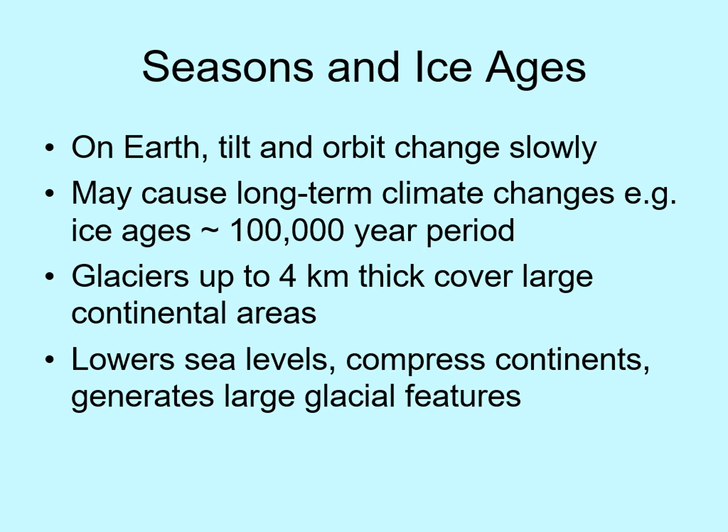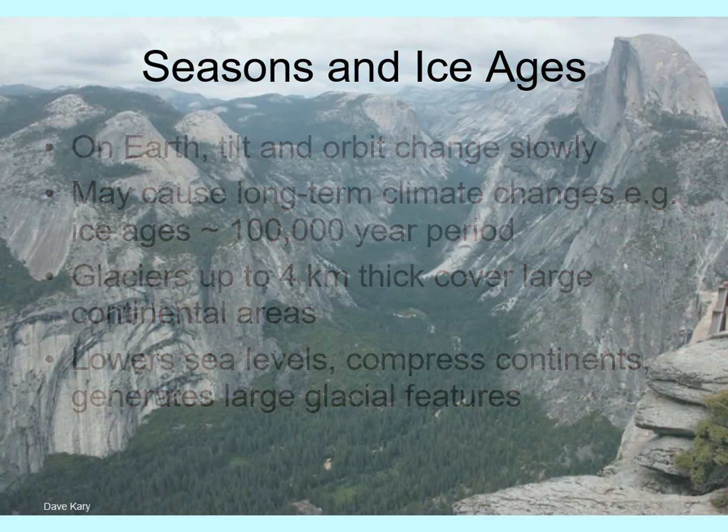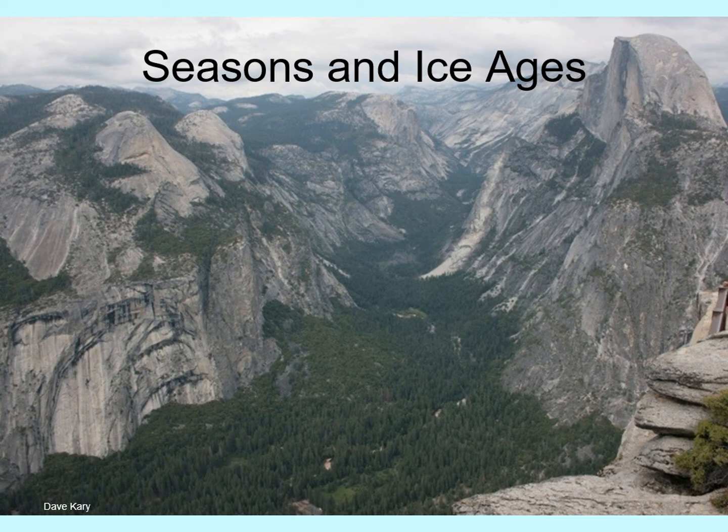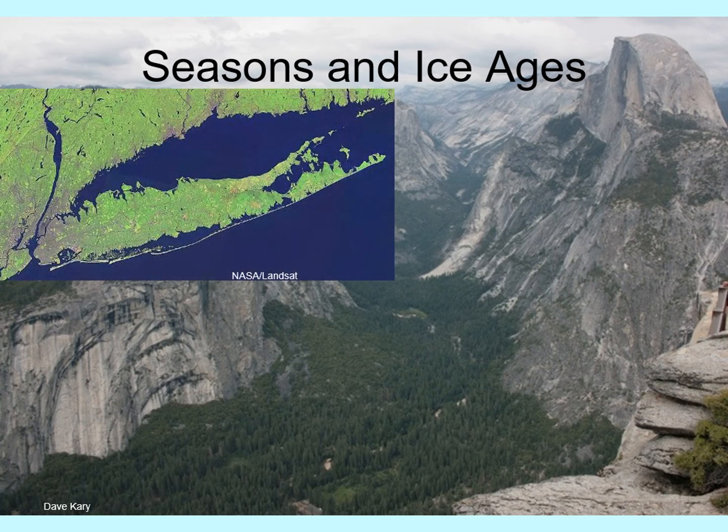And of course, these glaciers produce large-scale features on the ground. One familiar example of such a feature is the Yosemite Valley in California, a large glacial valley that was once filled with ice. Long Island in New York is a set of terminal moraines, the piles of rock and other debris that build up at the front side of a glacier. In this case, geologists can trace which mountains in New England these rocks came from.